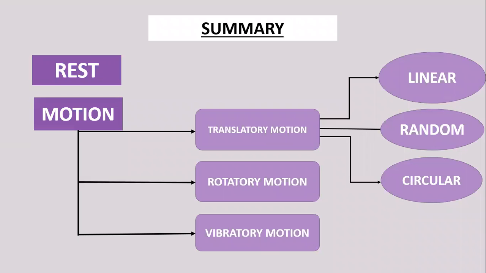In today's lecture summary, we discussed rest, that if a body is not changing its position with respect to its surroundings, and motion is when a body is changing its position with respect to its surroundings. Then we discussed the types of motion: translatory, rotatory, vibratory, and we discussed translatory motion further into three types: linear, random, and circular. I hope you got today's lecture.